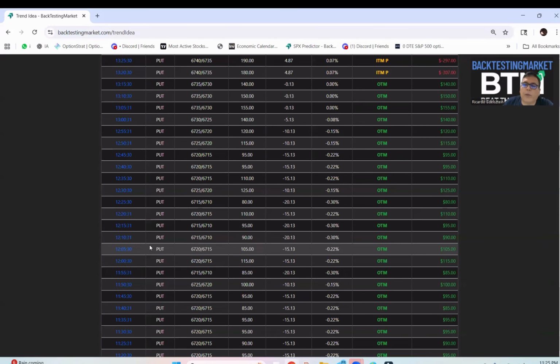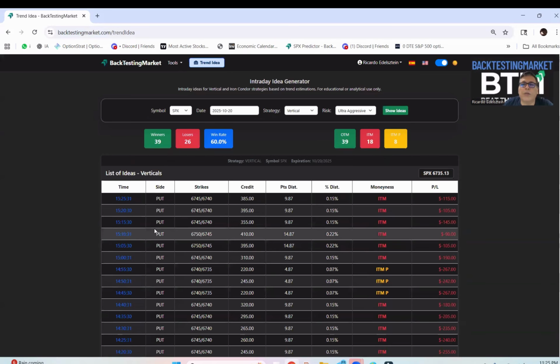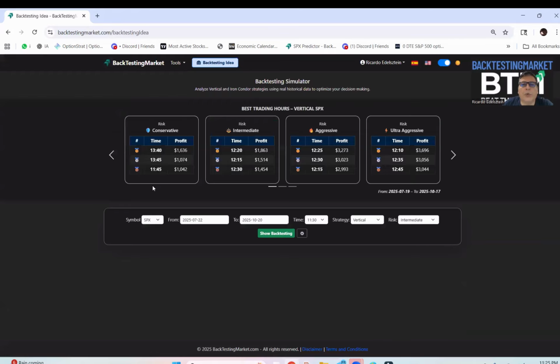So which is the idea that is going to be more convenient, more profitable? For that, we can go to the backtesting idea. In the backtesting idea, you will find four types of risk. You will have the conservative, intermediate, aggressive, and ultra aggressive. As you can see, the best profit comes from the ultra aggressive side.